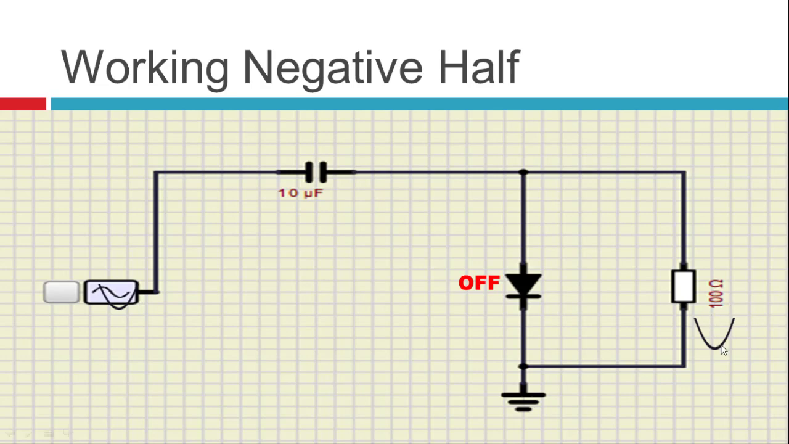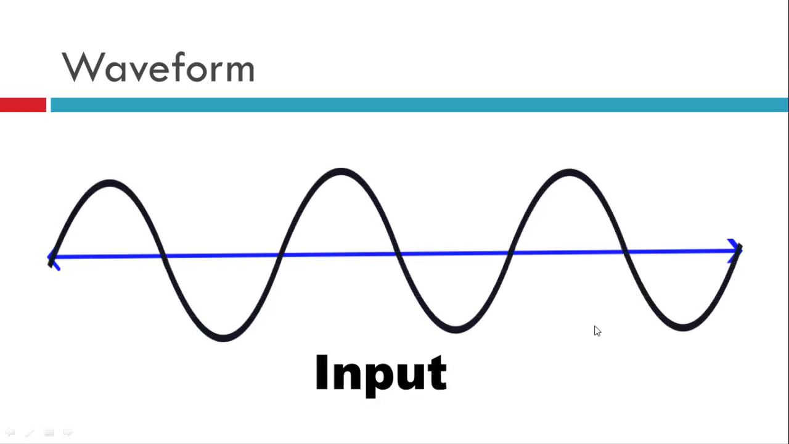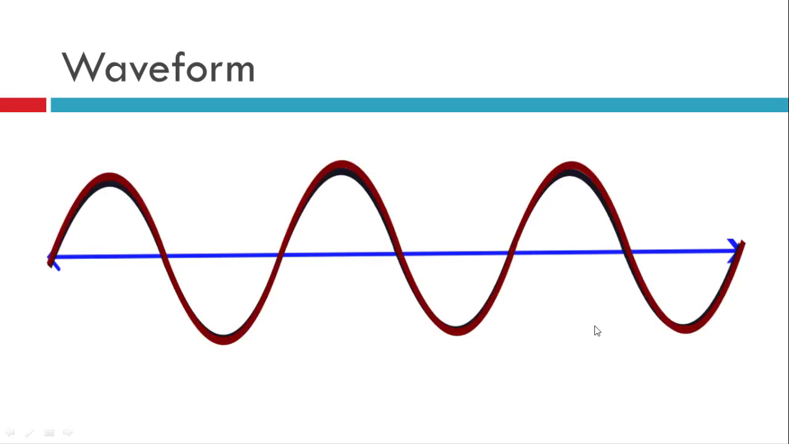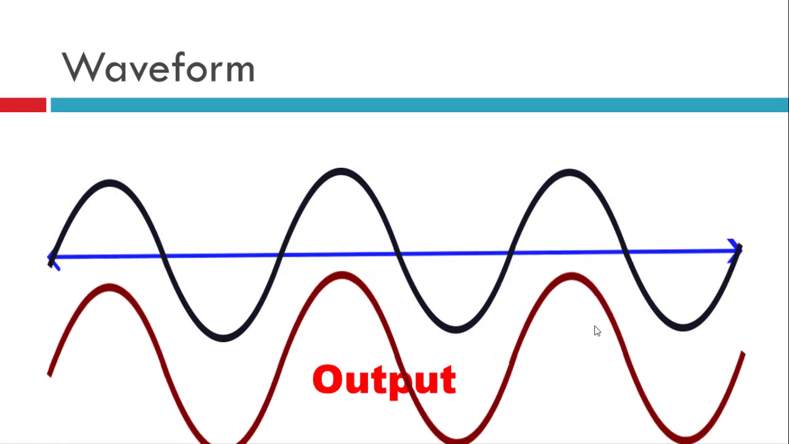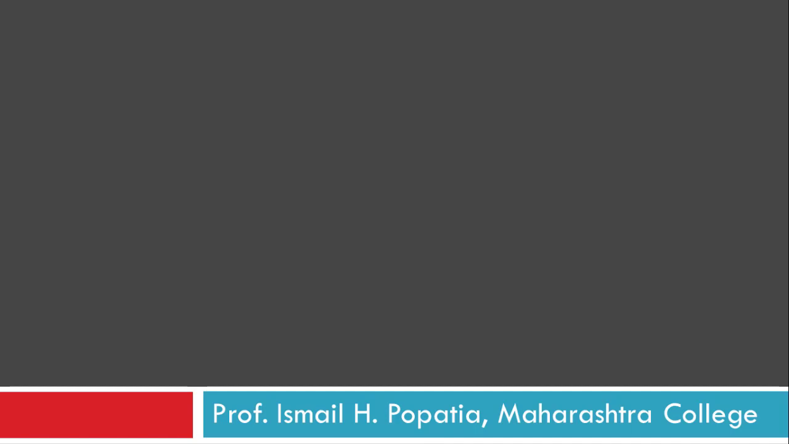So what this negative clamper does is that it adds a negative DC component, so that whatever wave we are getting just shifts towards the negative side. So this is the waveform, this is the input, and this is the output. This negative clamper adds a DC component on the negative axis, so that we get the same wave, but it shifts towards the negative side. So this is the working of the negative clamper.